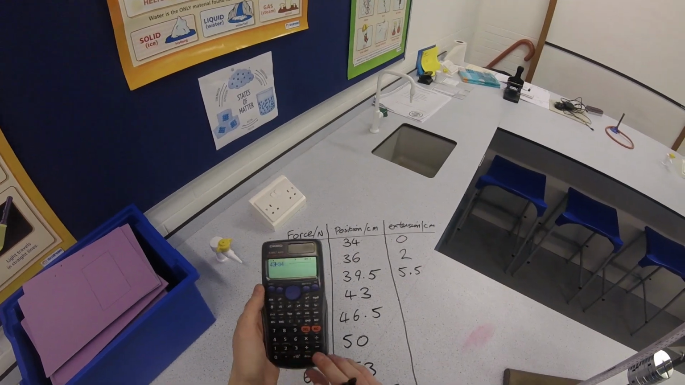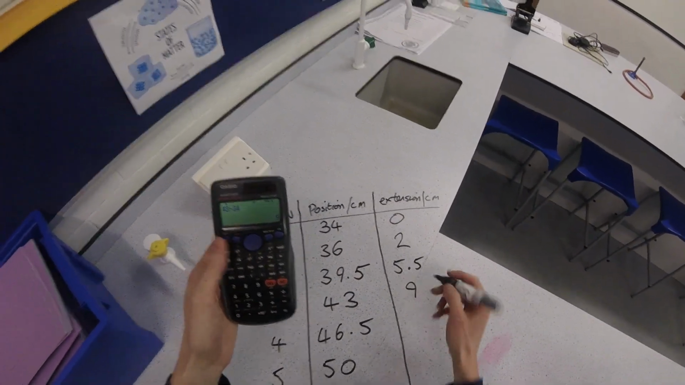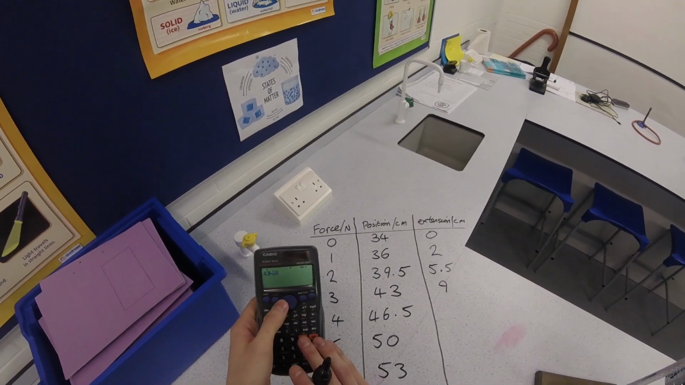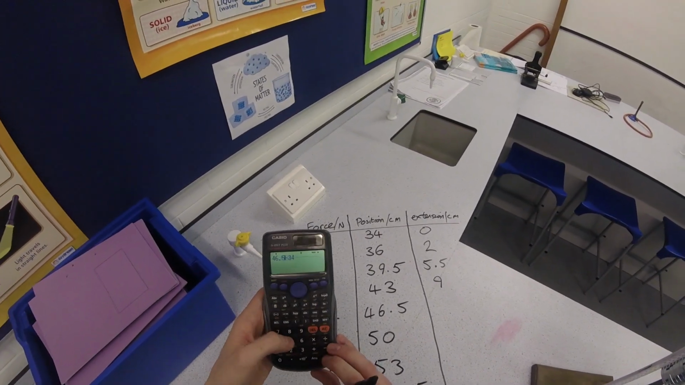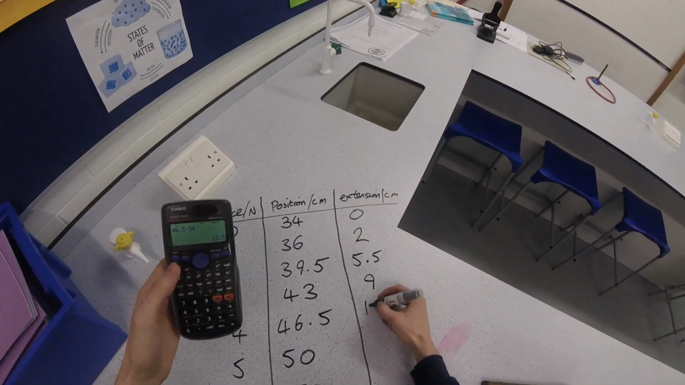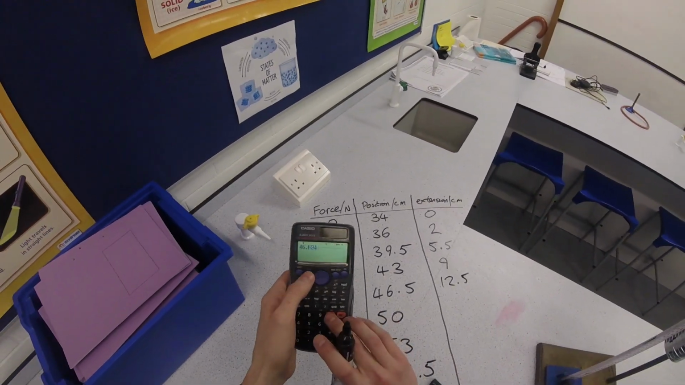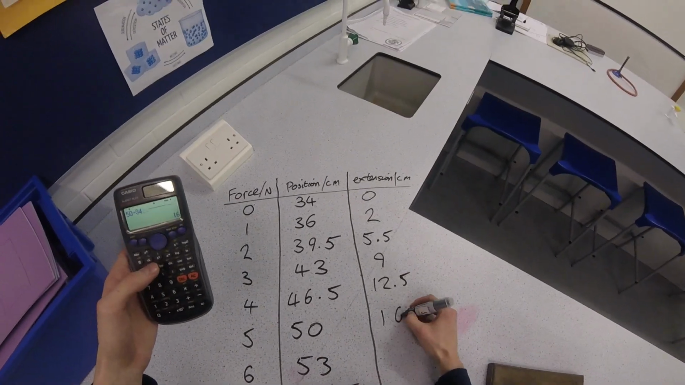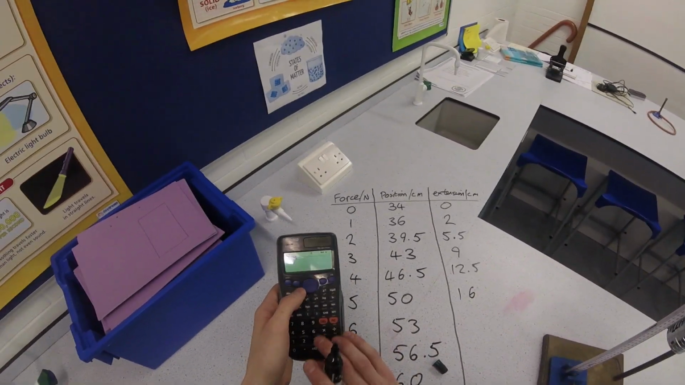And it just keeps going on and on like that. It just keeps getting longer and longer. The extension keeps getting bigger and bigger. And remember, the extension is always calculated from the force 0, so where it was originally, right at the beginning of the experiment. I will talk a little bit more about extension in the follow-up video.